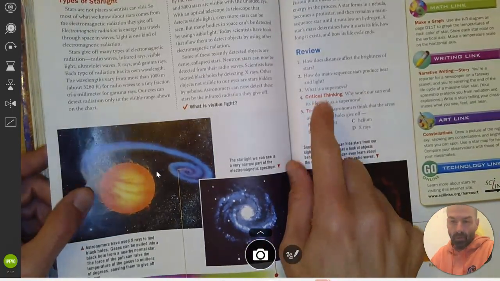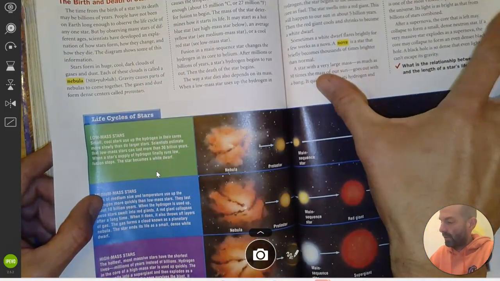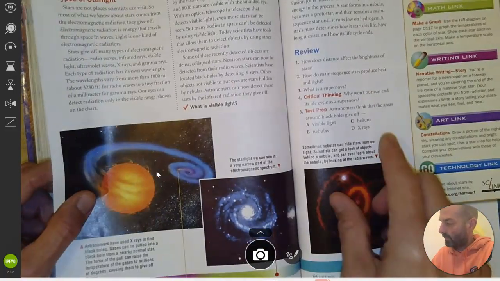What is a supernova? I was kind of right. It is when a star explodes, but it's a very specific star. It has 50 times the mass of the sun, which is an enormous star. That's big, 50 times bigger.